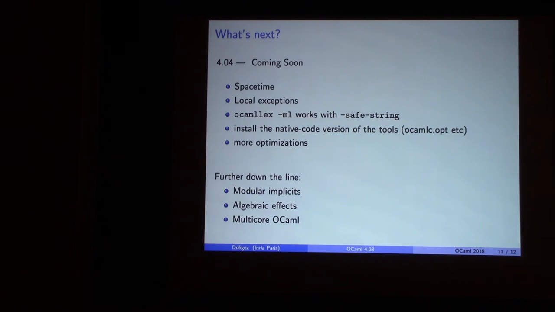OCaml Lex works correctly with safe string. Very small thing like, instead of installing by default the bytecode version of the tools, now we install by default the optimized version of the tools. So your compiler is going to run faster. And more optimization, and especially quite some work on F-lambda, right?